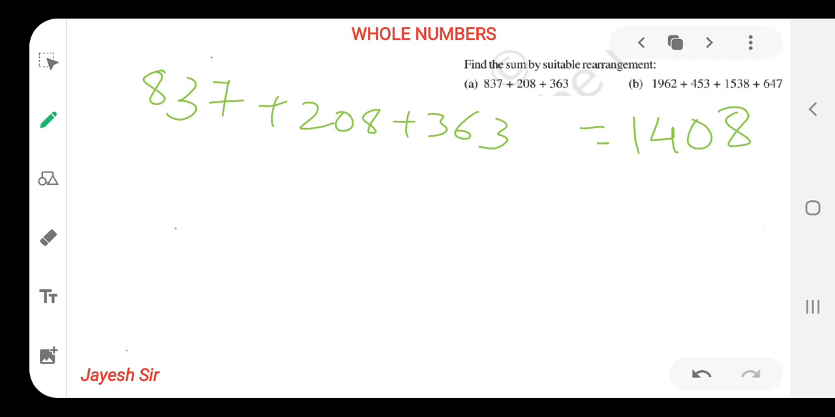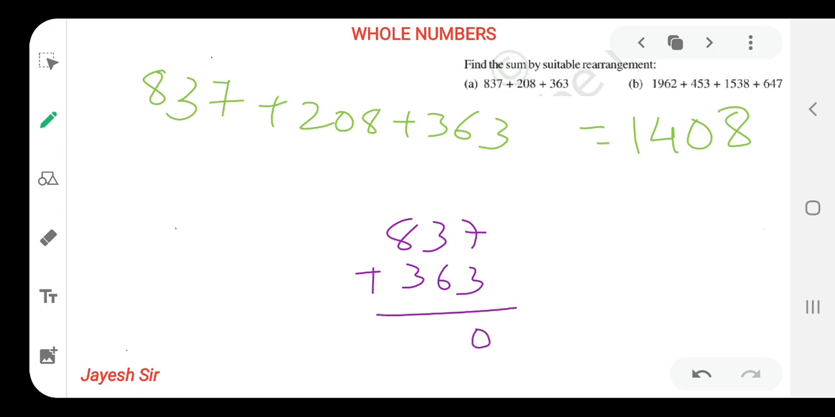So first we will find the suitable numbers for addition: 37 and 63. I am seeing the last two places. If you are not able to see the last two places, then you can see only one place. 7 plus 3 is 10. Yes, friends, so let's add these two numbers first. That means 837 plus 363.